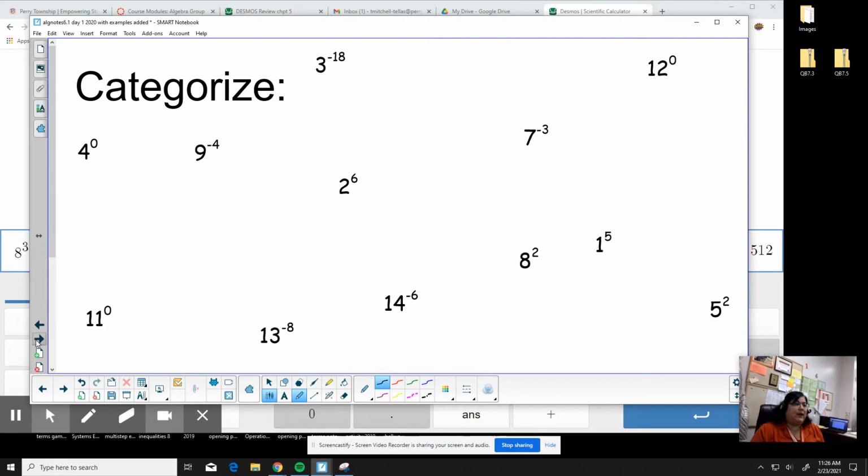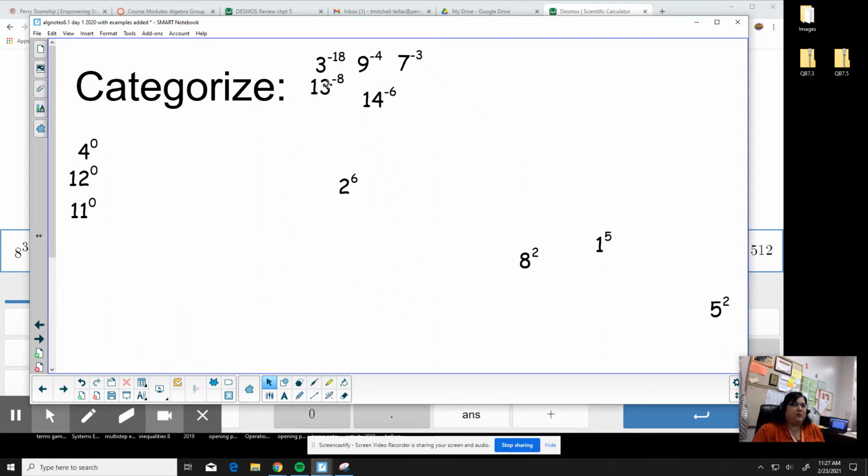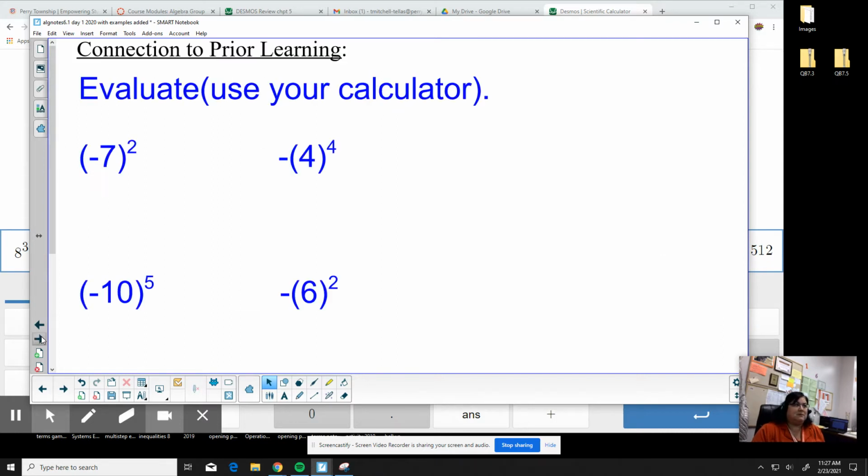All right, so for categorize, I would probably put the ones that have 0 power together. I would probably put the exponents that are negative together. And the ones that are positive together. That's probably how I would sort them. I mean, there are other ways. You can't get this wrong. It's a form of problem solving. But that's kind of what we're doing today. We just did some positives. We're going to do 0 next and then negative last.